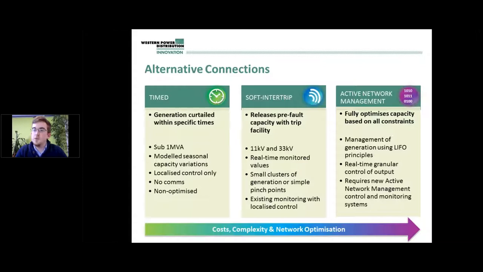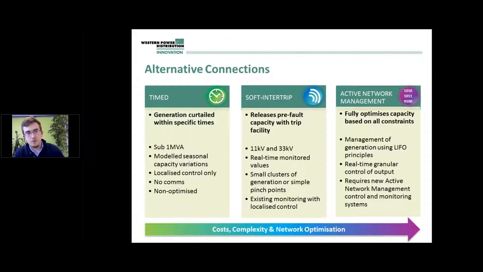Now, WPD has already been doing some work on alternative connections, in terms of how we can improve connections to our network. Our standard procedures look at worst case scenarios and basically allow generators to run whenever they want, unconstrained. We've now done quite a lot of work to build on the flexibility within generation on our network, allowing customers to connect quicker and easier, but to accept some constraint to offset that. Effectively, allowing them to connect, but disconnecting them when the network might be stressed.